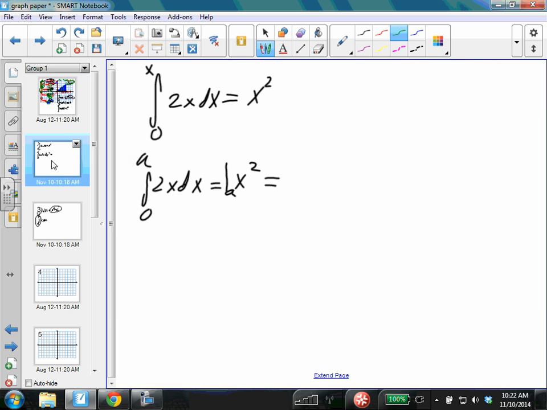So now I'm using a variable. We want to know about the area from 0 to a. So I'm going to take this x squared right here and write it like this as far as notation goes. This is our area so far function, and we want to know about the area all the way from 0 to a. All we do is take that a and plug it in. So the answer would be a squared. That's what the area would be.